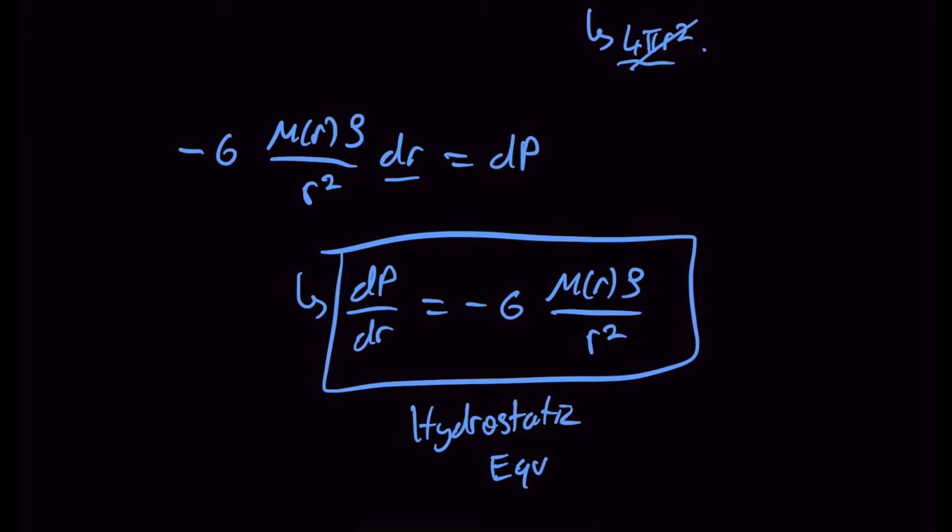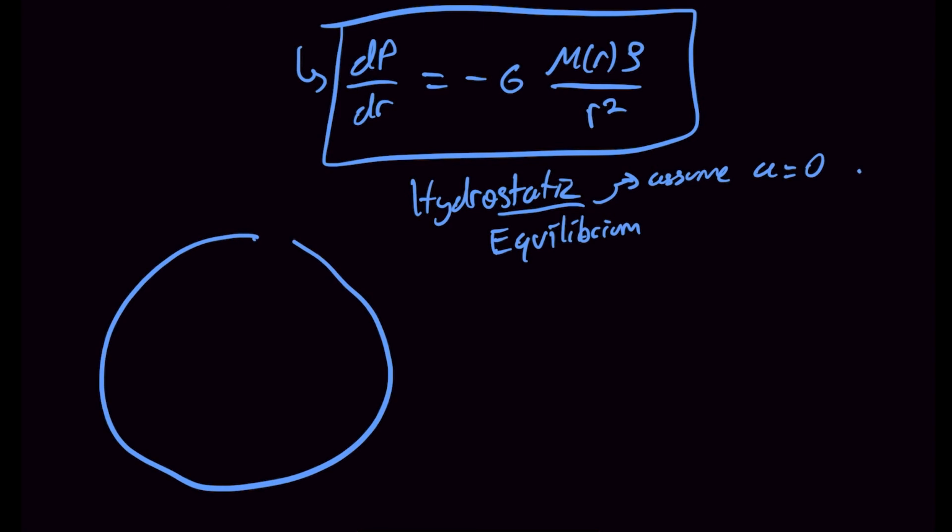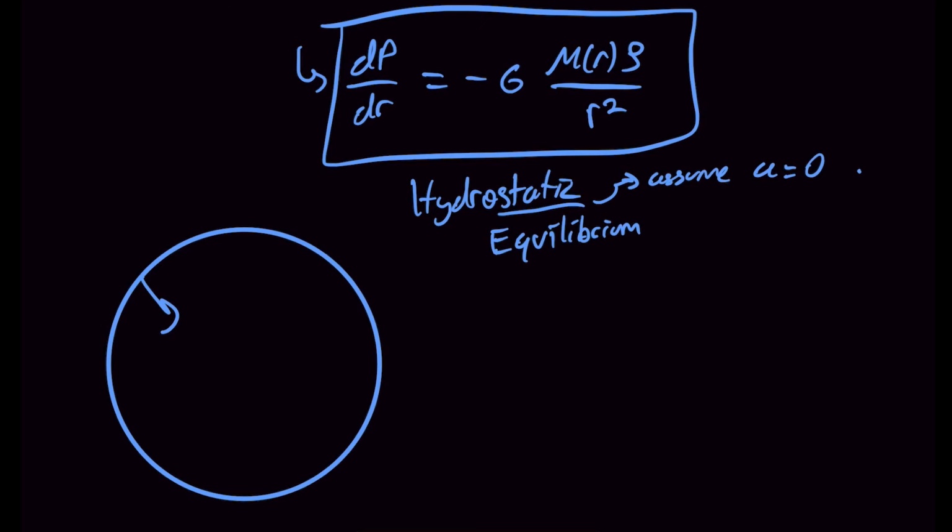And it is one of the fundamental equations that describe the structure of a star. Let's try to understand what it's saying. So first of all, the static here means that we have assumed that the accelerations are zero. Now, of course, in our collapsing star, we have all of these particles getting accelerated towards the center. So how can we say that the acceleration is zero?